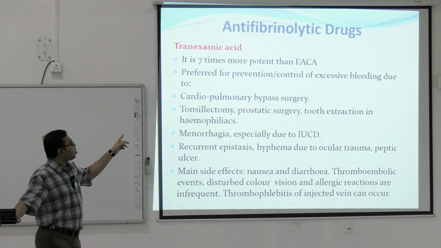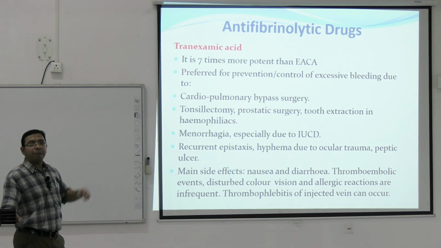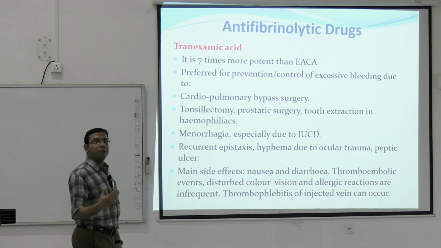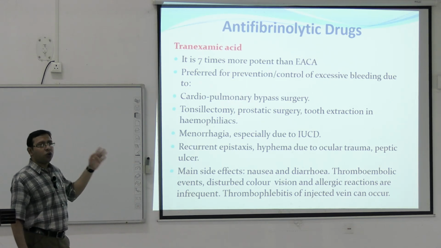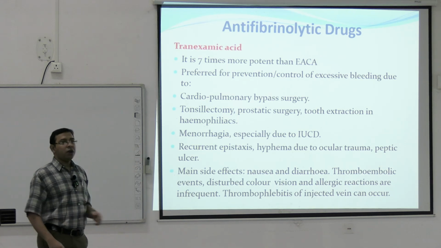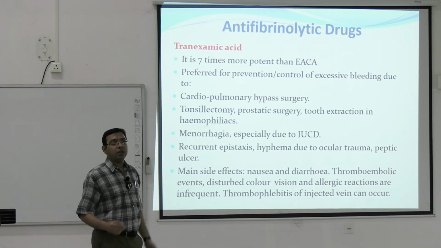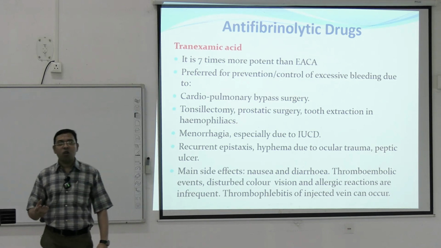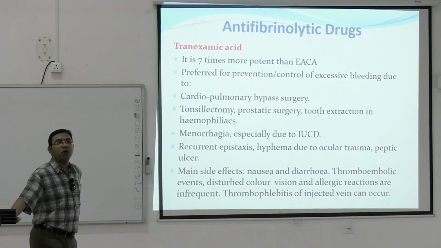Mainly these are used for prevention or control of excessive bleeding due to cardiopulmonary bypass surgery or CABG, when it is needed. Tonsillectomy, prostatic surgery, tooth extraction in hemophilia. Menorrhagia, especially due to an intrauterine copper device. The intrauterine copper device is a mode of birth control that leads to more menstrual bleeding. This is known as menorrhagia. In these cases it can be used.